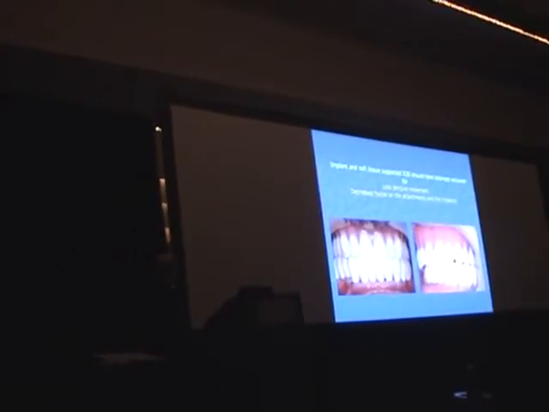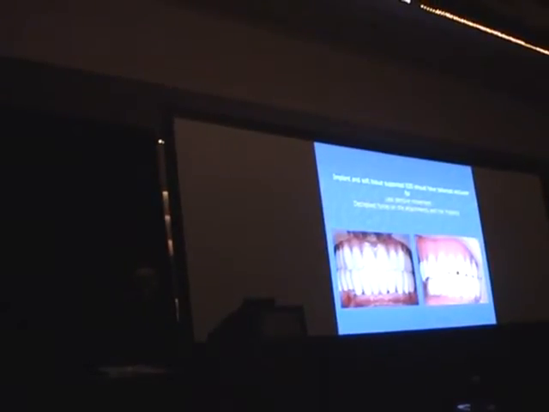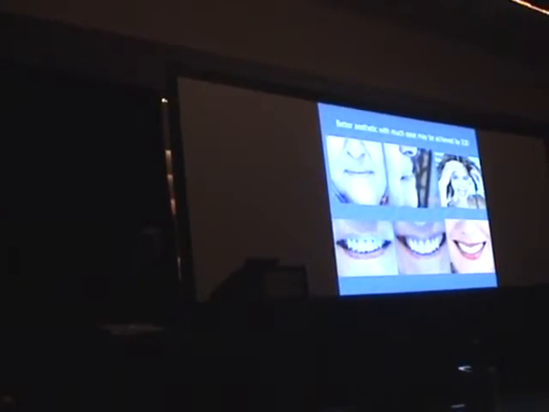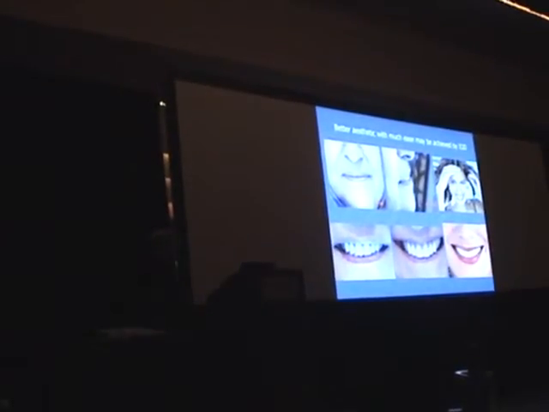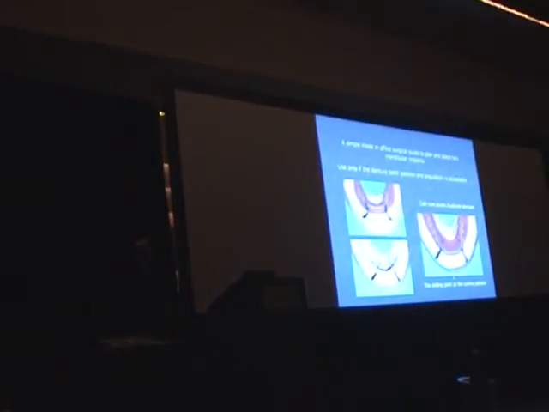Implant and soft tissue supported implant overdentures should have balanced occlusion for less denture movement and decreased forces on the attachments and the implants. Better aesthetics with much ease may be achieved by implant overdentures. And let me show you a couple of cases and some simple procedures here.